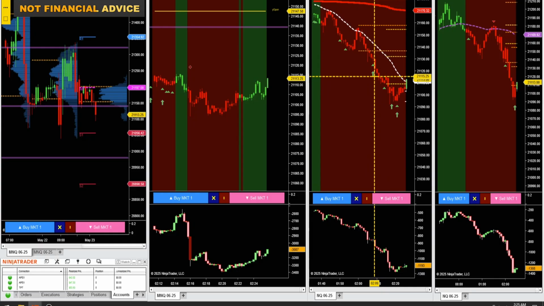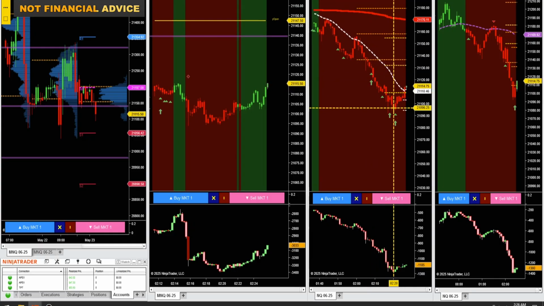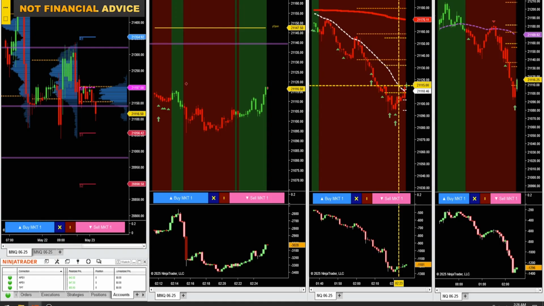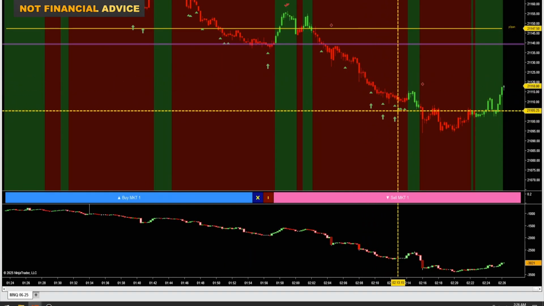So we had a reversal arrow here, no break higher; reversal arrow here, no break higher above the high of that candle; reversal arrow here, we got a breakout above the high of this candle, and we've popped up 15 points. We were also getting some reversal arrows on the 15-second.